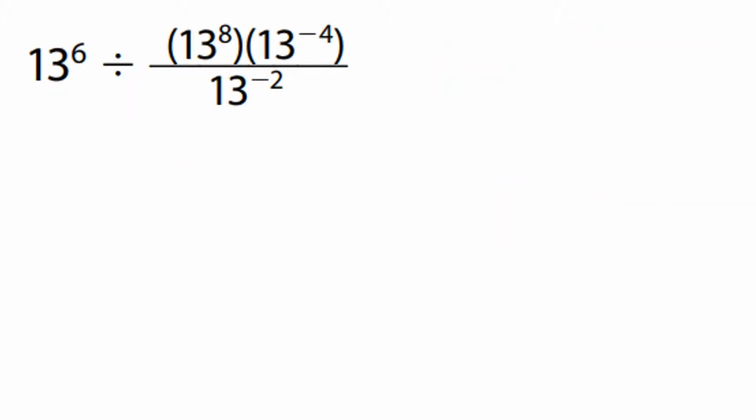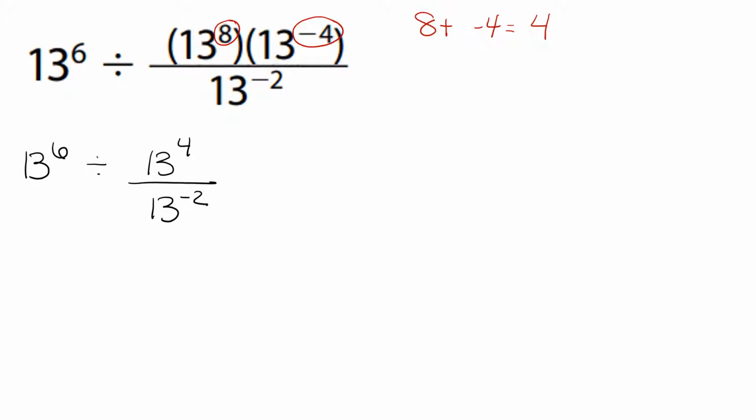Looking at this problem, I see a division symbol, I see a fraction bar, which means dividing, and I see parentheses, that means multiply. Start with the part that looks most complicated. The largest section is up on the numerator on top where we're multiplying, so we are going to add our exponents. 8 plus negative 4. 8 plus negative 4 is going to give us a positive 4. We bring everything else down, rewriting the problem. 13 to the 6th divided by 13 to the 4th, that's our new part, and keeping the denominator 13 to the negative 2nd the same.